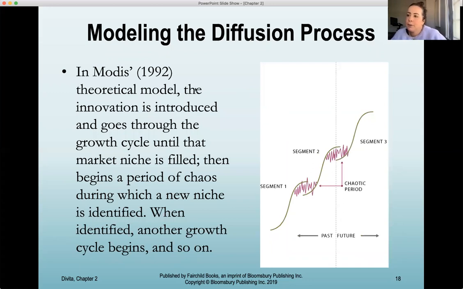In Modis's 1992 theoretical model, the innovation is introduced and goes through the growth cycle until that market niche is filled. Then begins a period of chaos during which a new niche is identified. When identified, another growth cycle begins, and so on. So once the innovation is introduced and goes through the growth cycle, there's a chaotic phase where a new niche is identified in order to kind of confuse the adoption process, and we start another growth process. It's a little chaotic, but it has worked in the past.